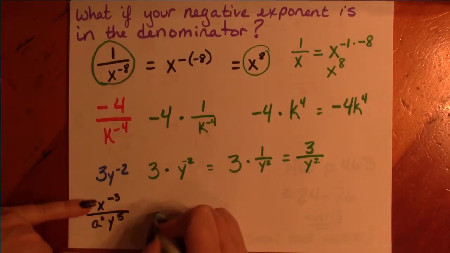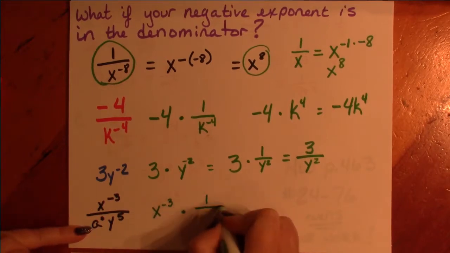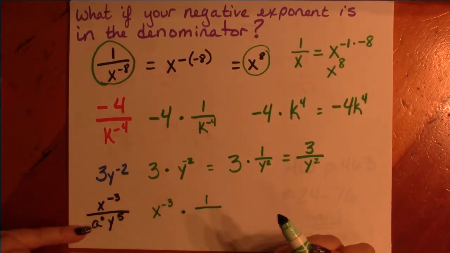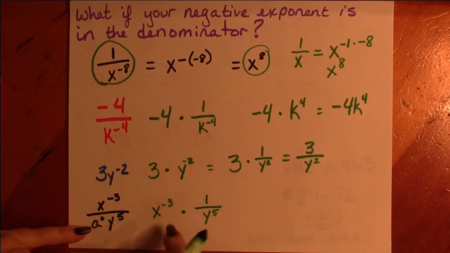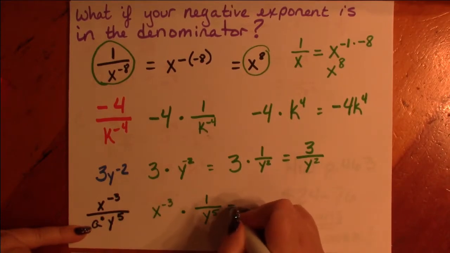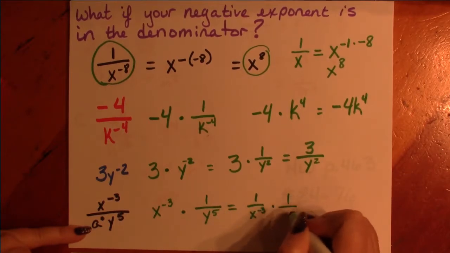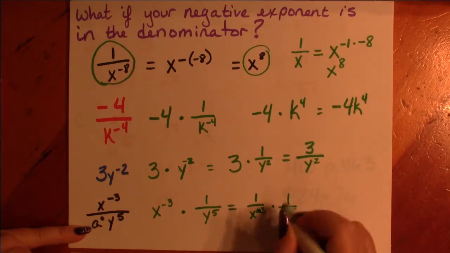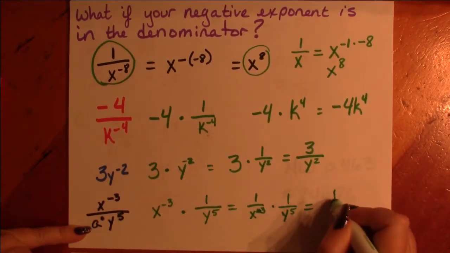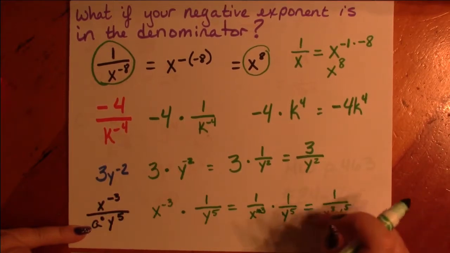This is the whole number, so we're going to say x to the negative 3 times, and this is 1 over, a to the 0 is 1. We can get rid of that, and this is y to the 5th. Now, this is okay, but we need to fix this. So we're going to say 1 over x to the negative 3 times 1, nope, we don't need that negative anymore, 1 over y to the 5th, and we can multiply these together. 1 over x cubed y to the 5th. And that is simplified.